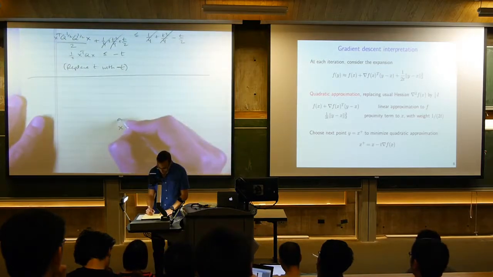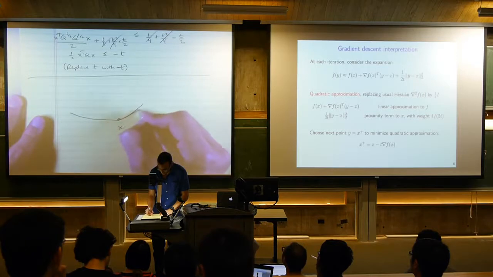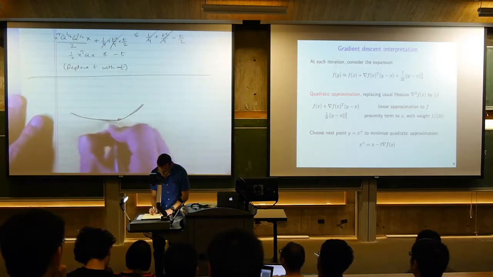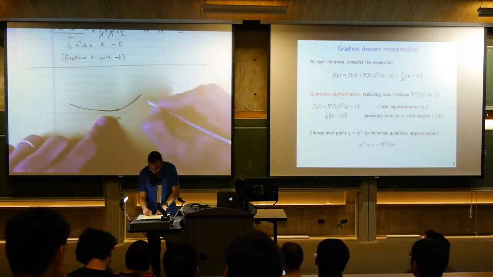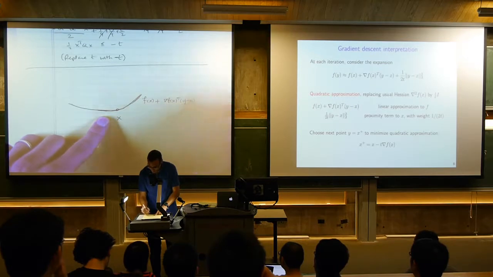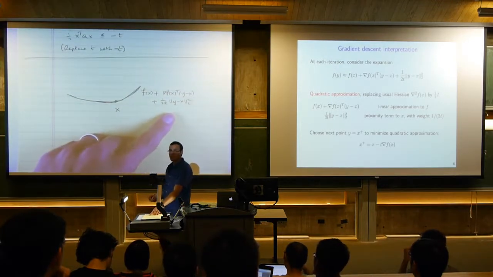But I'm going to make a quadratic approximation to my function. So I'm going to think about points y. I didn't do a great job of drawing that. But at points y, I'm going to think about this quadratic approximation, which is given by f of x plus the gradient of f of x transpose (y minus x) plus 1 over 2t times the norm of y minus x squared. So this is very much like a second-order Taylor approximation, right?